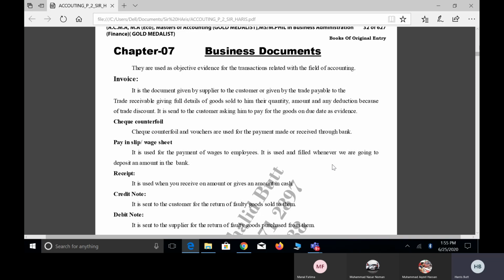That is called wage sheet. It is used for the payment of wages to employees, and it is filled whenever we are going to deposit an amount in the bank. उसको भी पे स्लिप कहते हैं, आपको पता ही है. तो आप बैंक जाएं पैसे जमा कराने के लिए तो आपको कागज मिलता है, you will fill that up and you will put it in the bank.